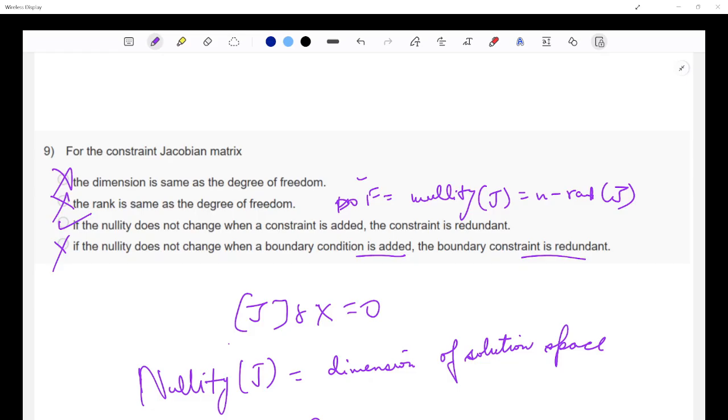The boundary condition that you are adding would ultimately go as a constraint, right? But in the lecture slide, a boundary constraint is added, nullity decreases, and the boundary constraint is redundant. So you're saying they have used the word constraint here? Yes, that's what I'm saying.